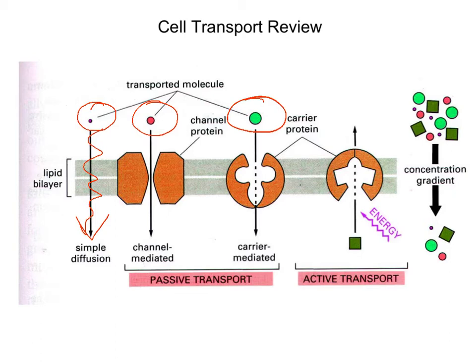The larger particles have to go through either a channel, as in this one, or they may need to be mediated by a carrier protein, where the gateway opens up here. Here's the gate right in here. And that gateway opens up, accepts that large green particle, comes in, kind of spits it out the other side. These are all examples of passive transport.